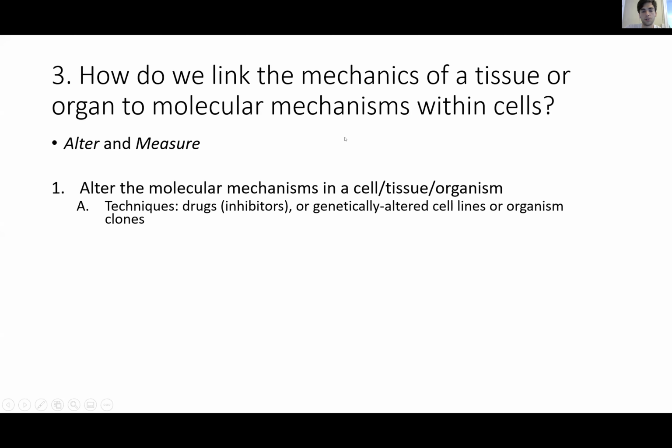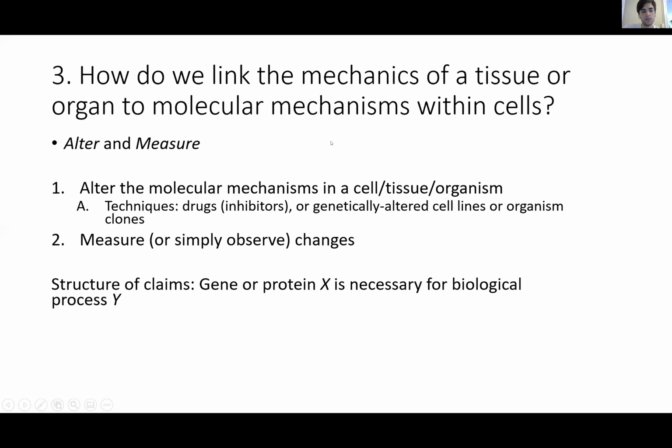Another option is to alter the organism's genome directly. You'll see this done pretty often in Drosophila experiments and studies, where they will remove a gene and then see how that affects the process. That brings me to step two, where after you've altered either the cell or the organism, you then observe what happens to it.